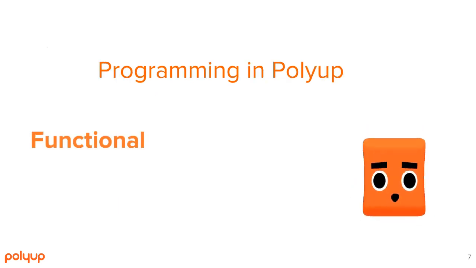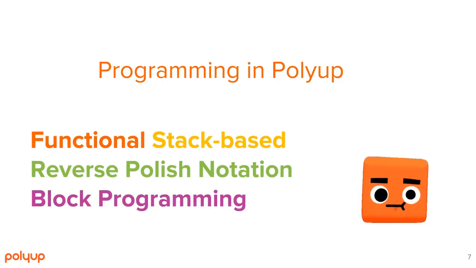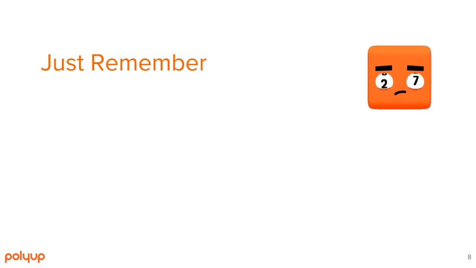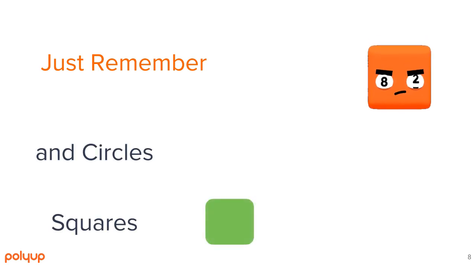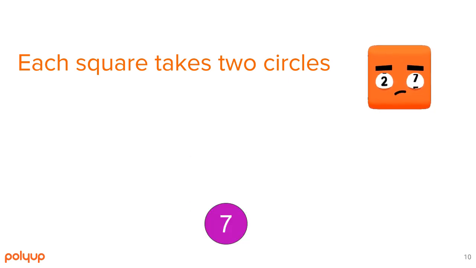Polyup uses a functional, stack-based, reverse Polish notation block programming language for calculation and computation. That was a mouthful. I'll explain what that all means by the end of this video, but let's give you a quick overview first. There are two types of blocks that you'll be seeing most often. Square blocks are operators, and circle blocks are numbers or other values. Most square blocks take the two circles above them as inputs and produce a single circle as the output.